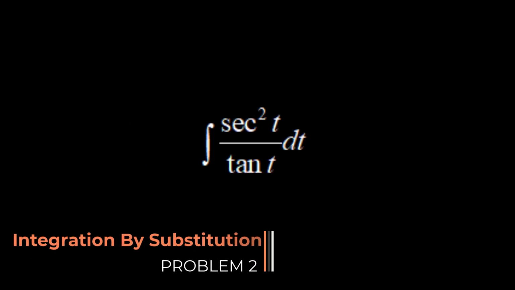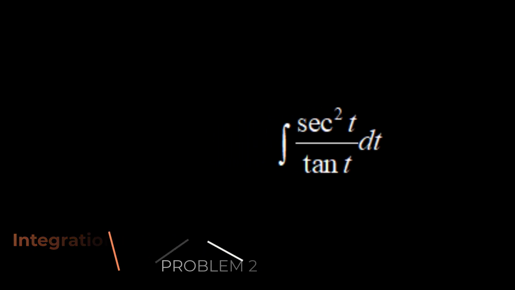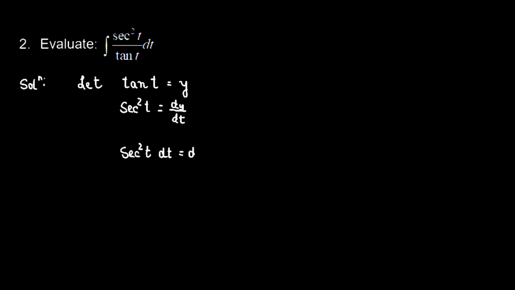Problem number 2. So here we have to integrate secant squared t divided by tangent of t, dt. So we're going to suppose that tangent of t is equal to y. We're going to differentiate both sides with respect to t. So differentiation of the tangent function with respect to t gives us secant squared t, which is equal to dy over dt. Rearranging, we get secant squared t times dt is equal to dy.